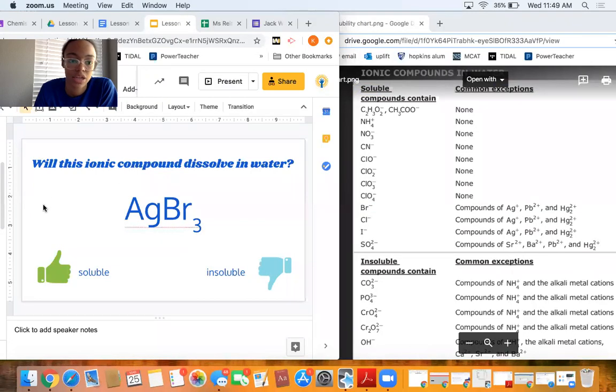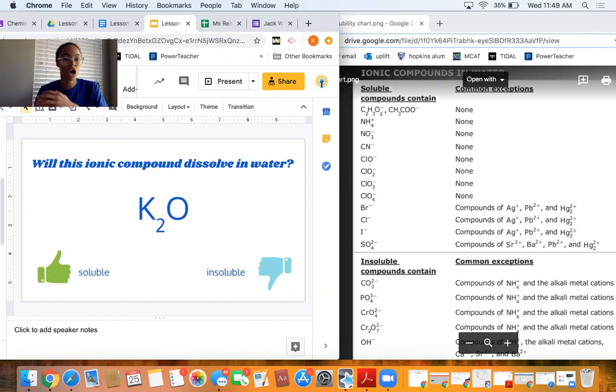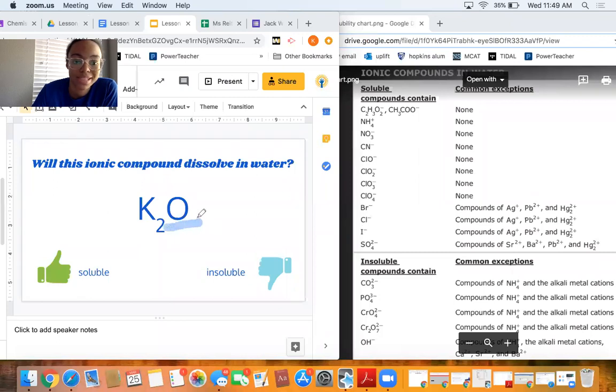Alrighty, next one, K2O. Okay, I'll do this next example with y'all. So K2O, remember, the chart is organized by the non-metal. The non-metal always comes second in our ionic compound. So here we're looking for just oxygen. Let's look at our chart.